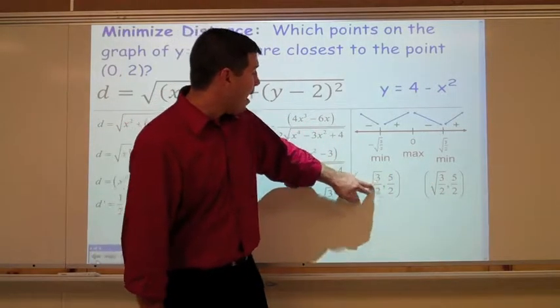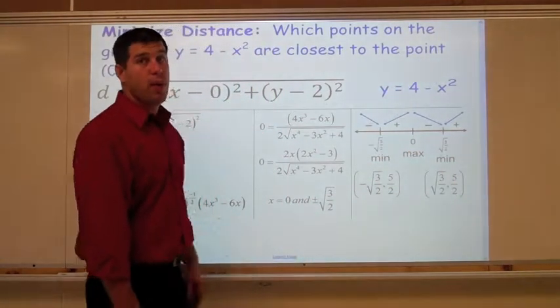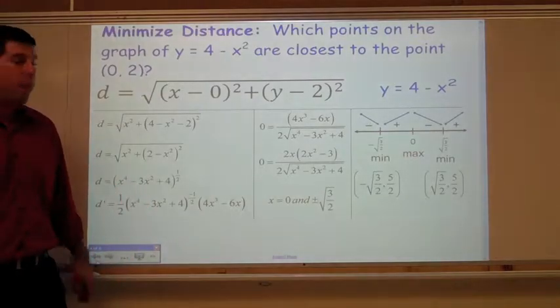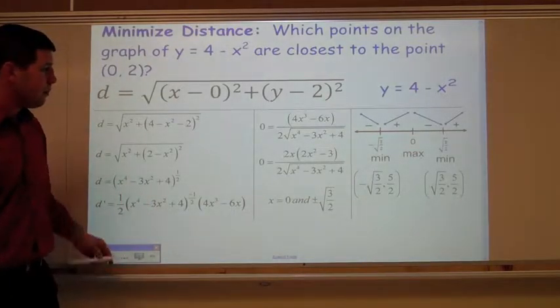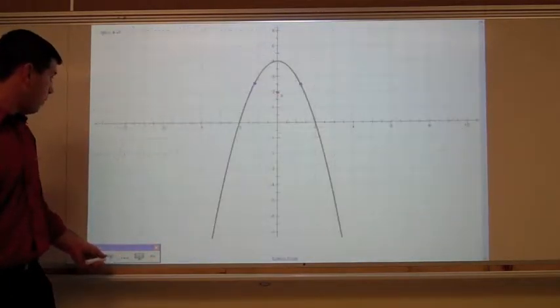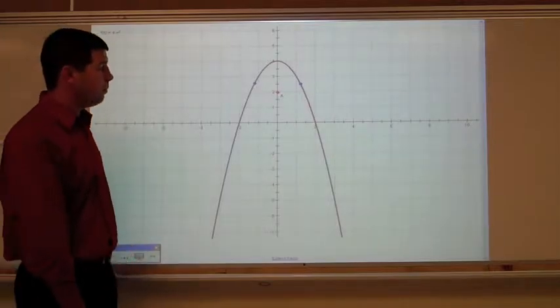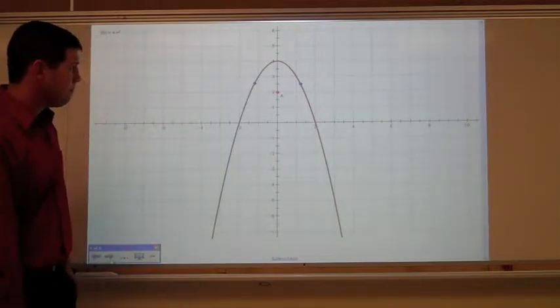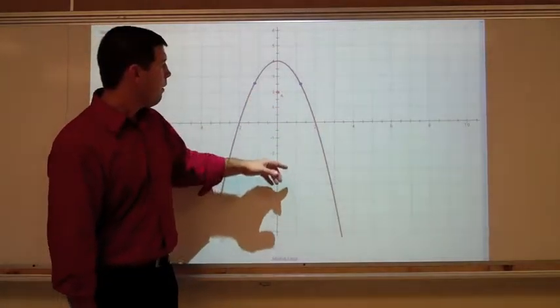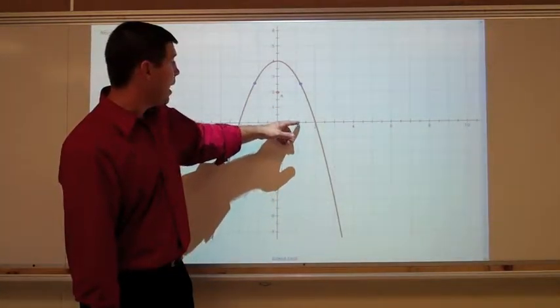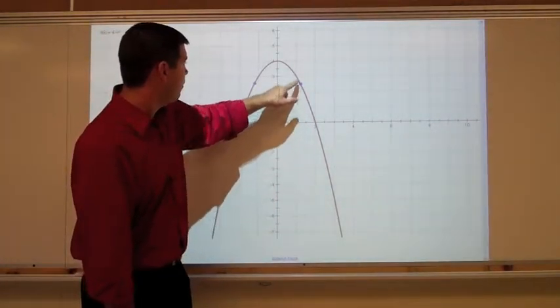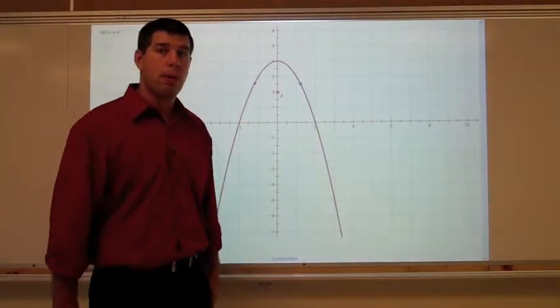In order to find a y value, you plug these back into the original equation to find y, and they give you the points closest to (0, 2). Five halves is 2.5, so at 2.5, right about where we said they would be.